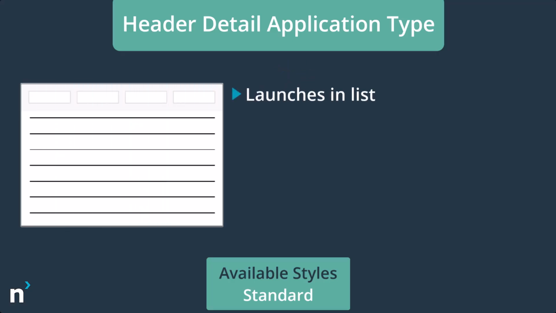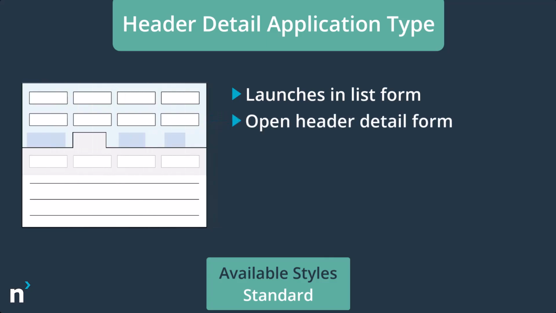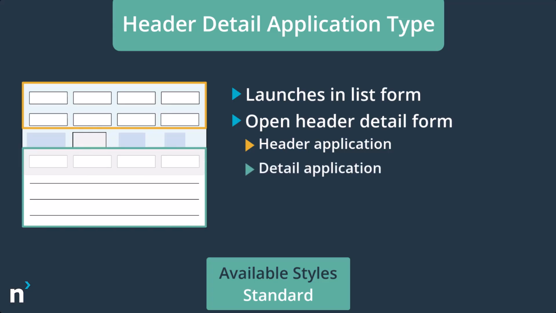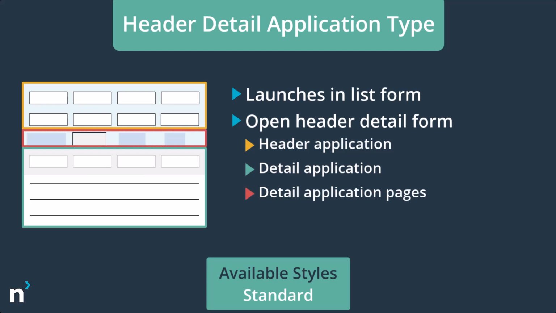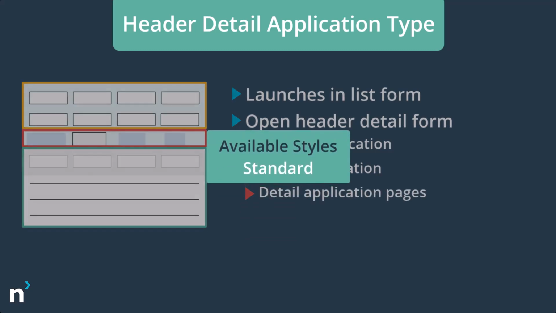The application launches in list form, then each individual record can be opened into the header detail form. The header application is displayed at the top of the form. The detail applications are displayed under the header in list form. If multiple detail applications are present, each is visible with its own page. This application type is only available in the standard style.